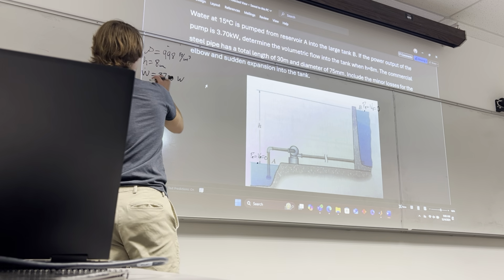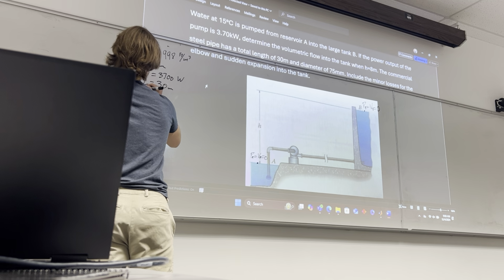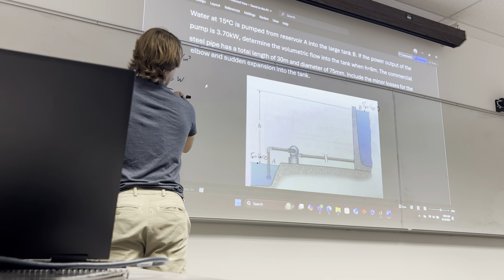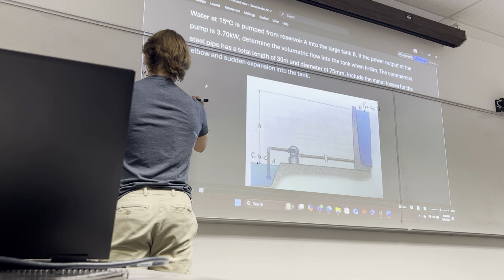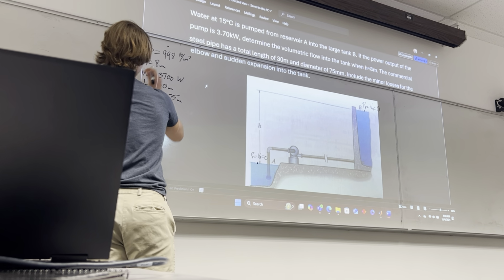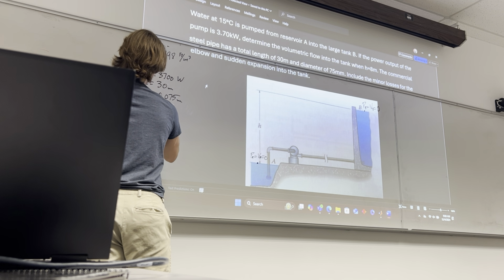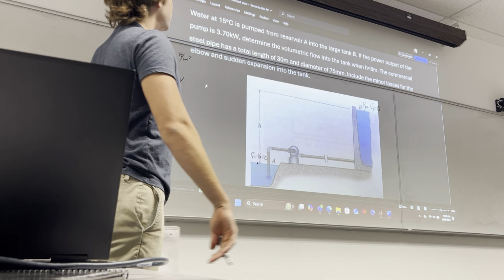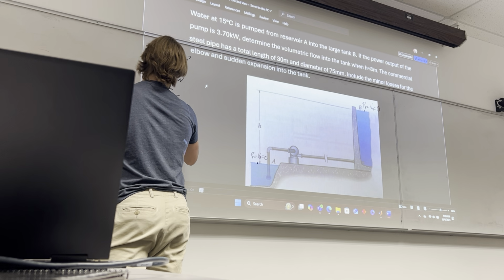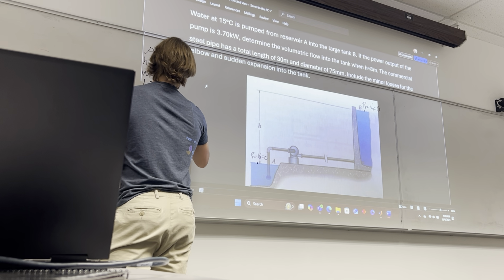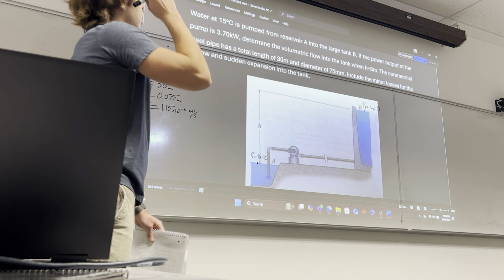We know the length of the pipe. Total length is 30 meters. We know the diameter, 0.075 meters. And then from the temperature we can get the kinematic viscosity, nu. If you go and look it up, it's 1.15 times 10 to the negative 6, and that is meters squared per second. I believe you've seen it there.